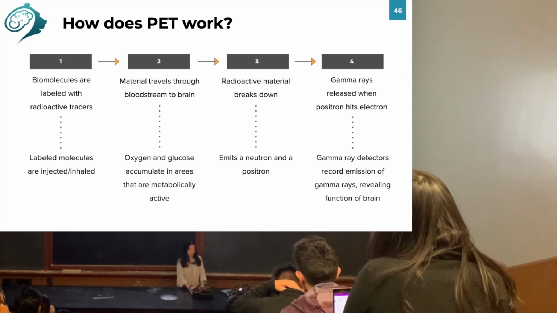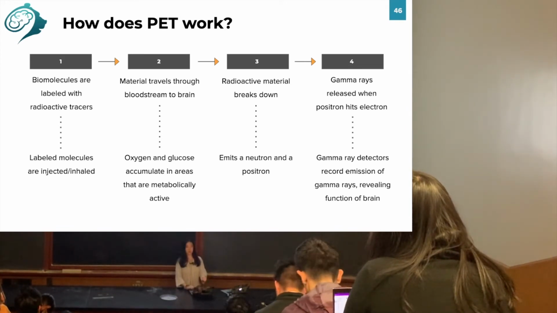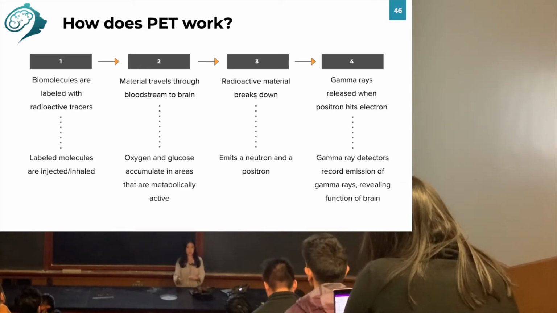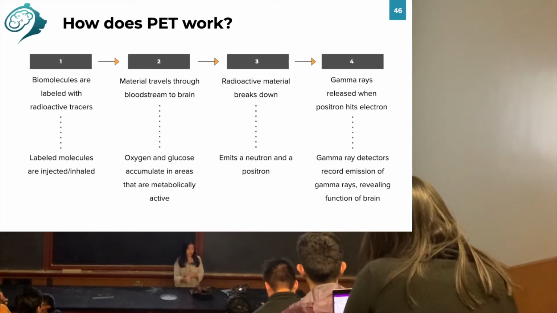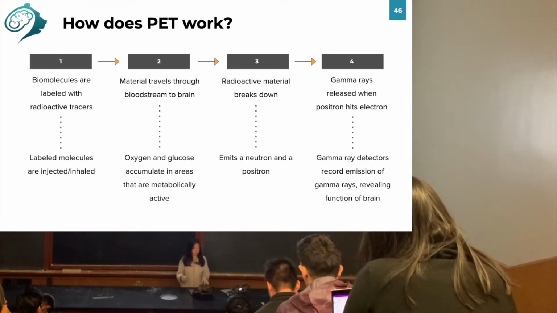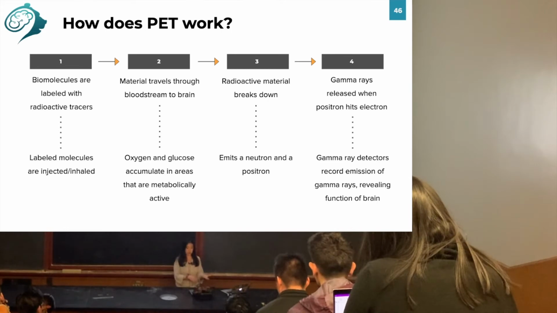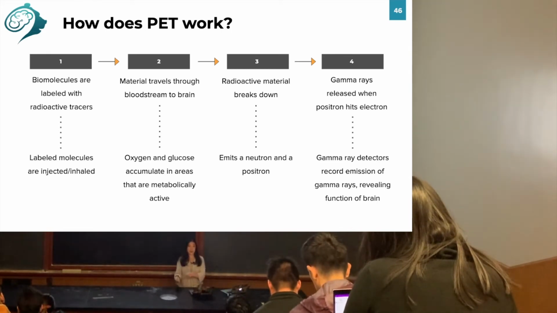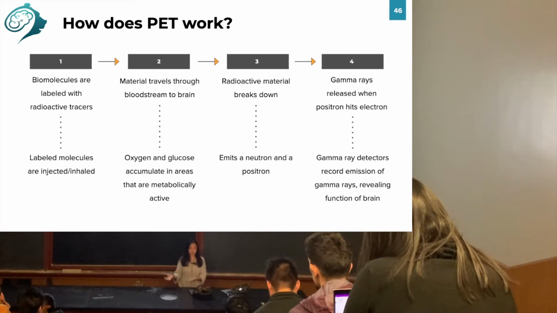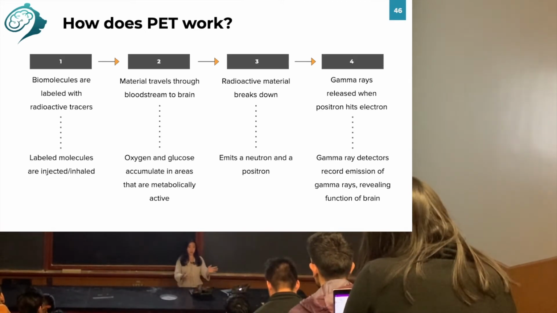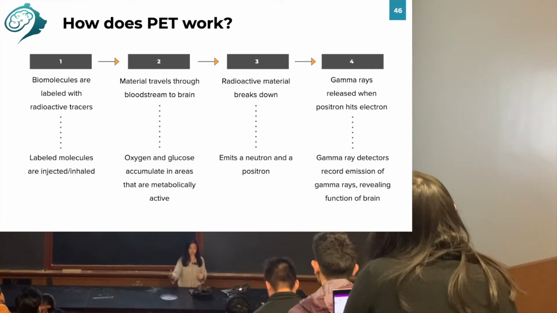So how PET scans work is that biomolecules are first labeled with radioactive tracers, any specific ones that are useful for the scientist. Those labeled molecules are then injected or inhaled by the patient or the subject. The material travels into the brain, and the oxygen and glucose, which are typically the biomolecules used, accumulate in areas that are metabolically active. Then the radioactive material breaks down, it emits a neutron and a positron, and gamma rays are released when one of the positrons hits a nearby electron, and that gets detected by gamma ray detectors. And that reveals the function of the brain.